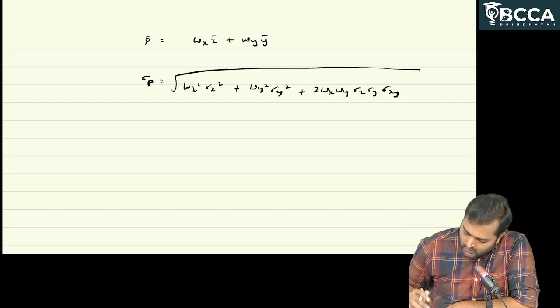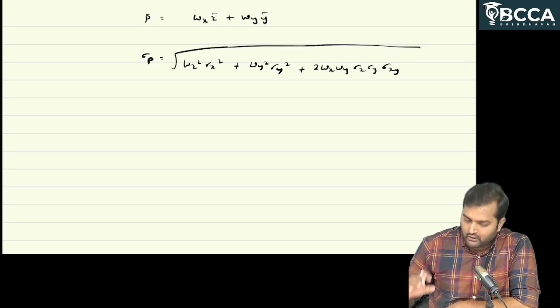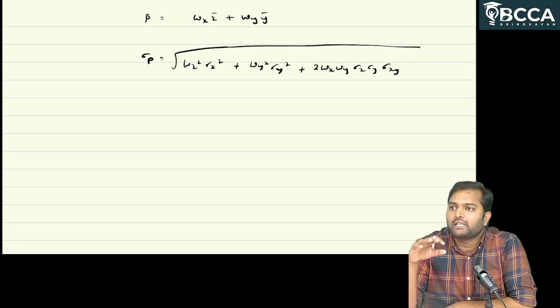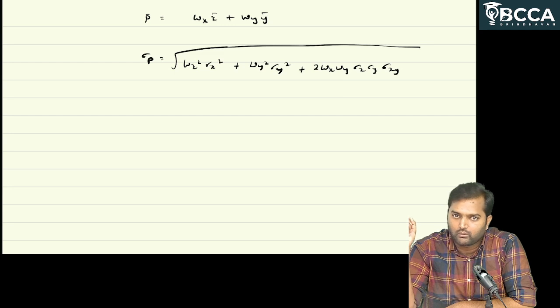This lengthy sigma p formula will be used when sigma xy is other than minus 1, plus 1 and 0; that is, when sigma xy lies between minus 1 and 0 or 0 to 1. When three securities are given, then instead of a plus b whole square, we take a plus b plus c whole square.